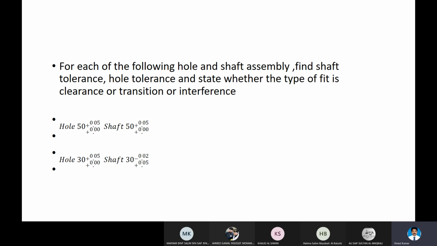So here we need to find shaft tolerance, hole tolerance, and state whether the type of fit is clearance, transition, or interference. Hole and shaft are given. For example, this one, there is no change, right? Excuse me, doctor. There is some mistake here. We will solve this.